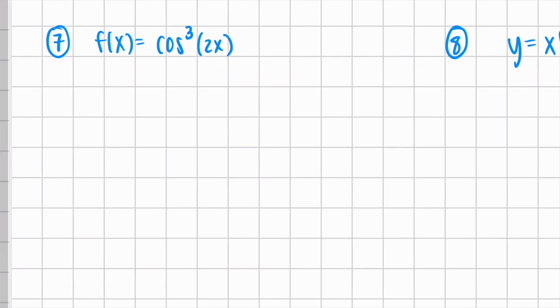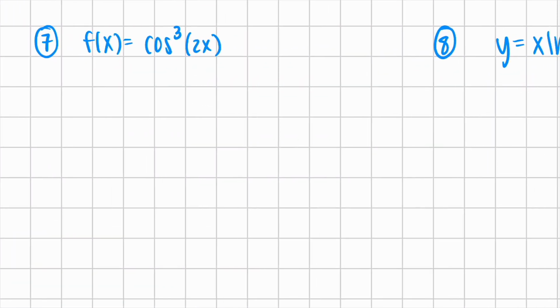Got a few more. This next one, another one where I'm going to have to do multiple chain rules. First thing I want you to keep in mind is that when I have cosine cubed, this is the same thing as cosine of 2x, all of that cubed. So my outermost function is x raised to the third power. My second one is going to be cosine of x. My third one is going to be 2x.